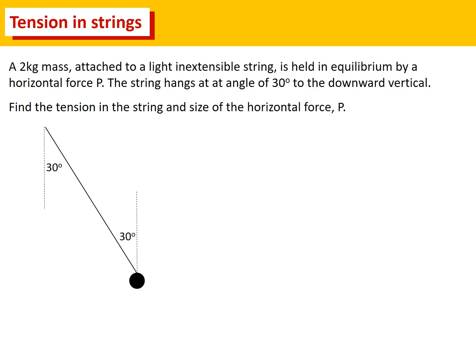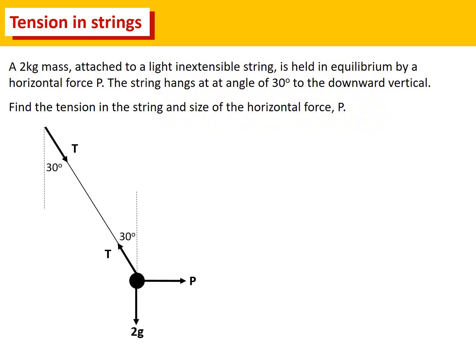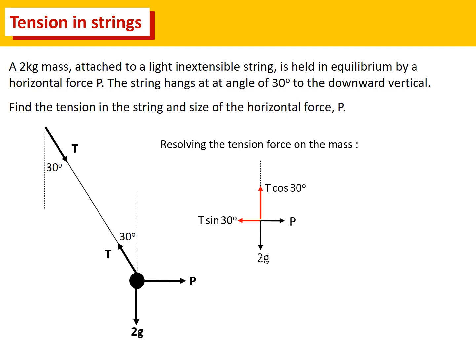And so here is our example. Sources of forces. We had a horizontal push force P. We've got the weight of the object, which it tells us is 2 kilograms, and we'll have an equal and opposite tension at either end of the string. So we resolve the tension on the mass. So it's T cos theta vertically, T sin theta horizontally. Then we've got P and the weight 2g, giving us our two equations.